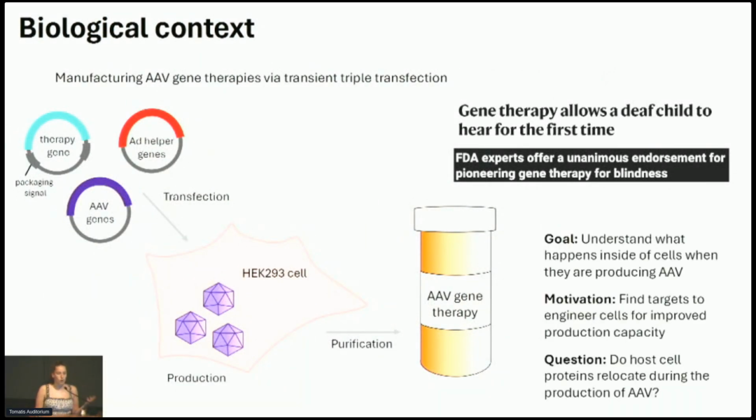So my overall PhD project is to try and characterize these HEK293 cells producing AAVs, and the motivation behind this is to try and find targets to hopefully engineer a more productive cell line. And the specific question I'm going to focus on today is whether or not any of those host cell proteins are moving around within the cell during the viral production.